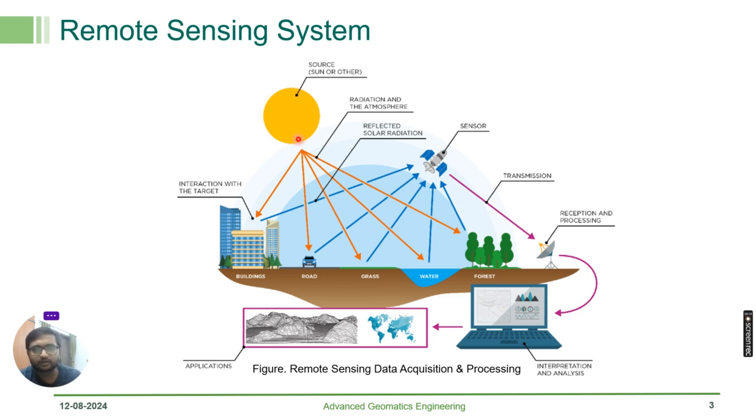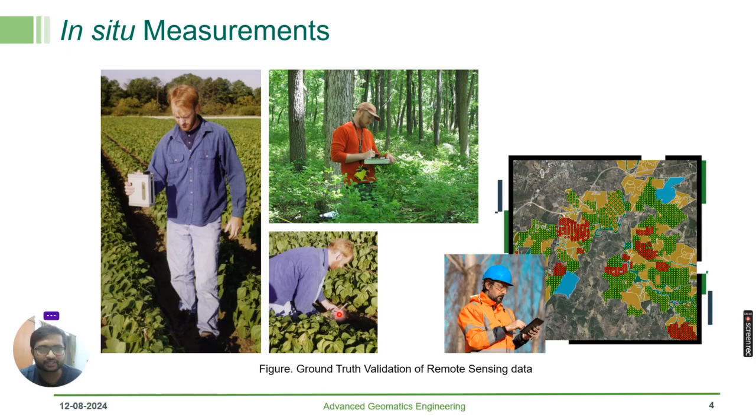So when we talk about the remote sensing system, the first is the energy source, then the medium through which it is going, which is our atmosphere, then the interaction with the object at the ground level, then going back to the sensor, and then to reception centers where the data is received and processed. Then we do the interpretation of the data, and then we make an application out of it.